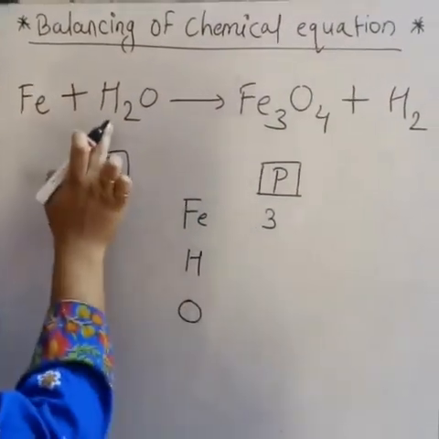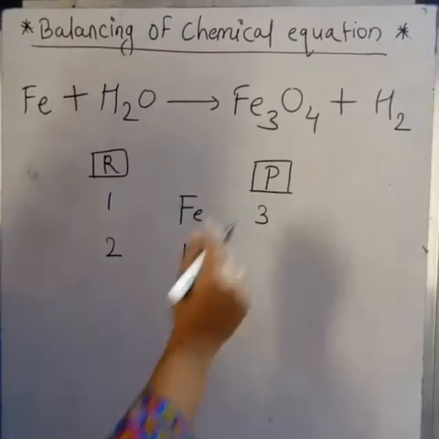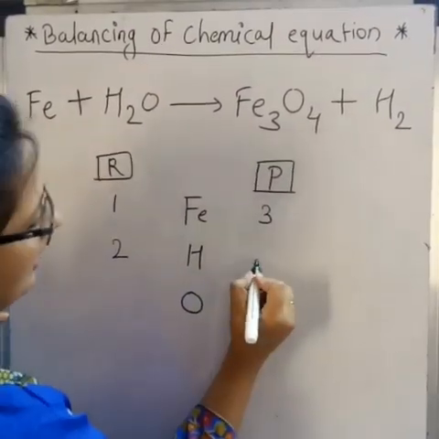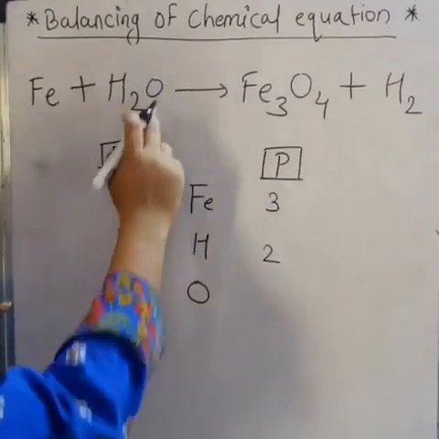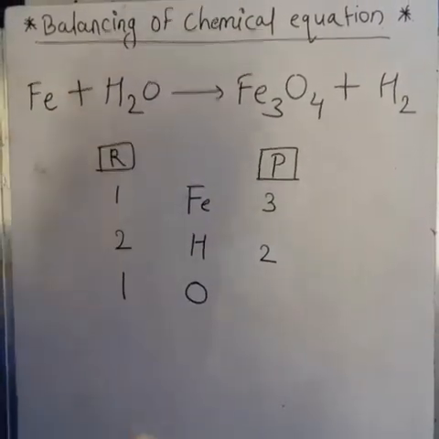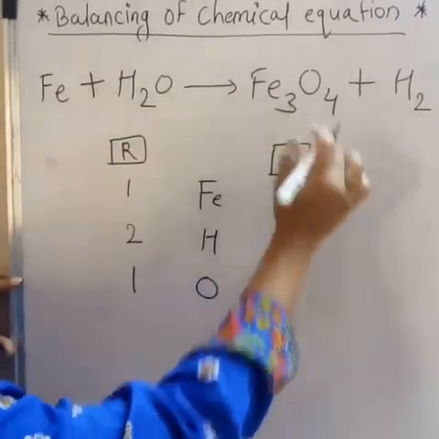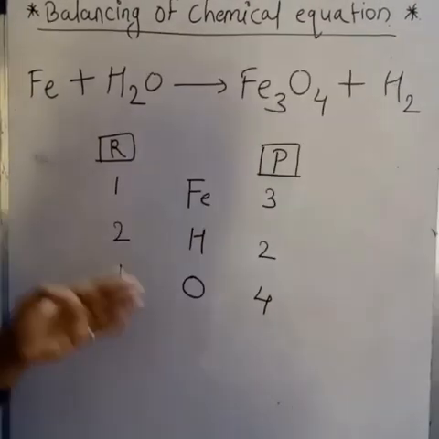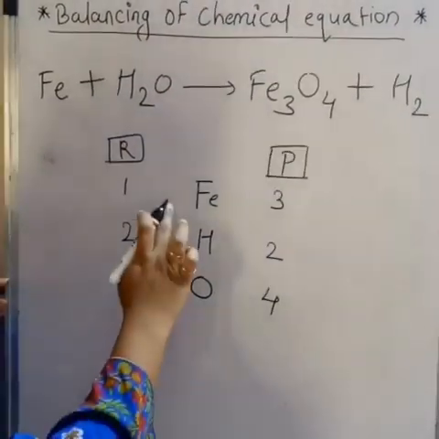Then hydrogen, in the reactant side we can see 2 hydrogen atoms are present, and in the product side we can see again 2 hydrogen atoms are present. Look at the oxygen number. Oxygen in the reactant side, only 1 atom is present in the water molecule, and in the product side we can see the total number of oxygen atoms is 4, right? Now let us start balancing all the elements one by one.